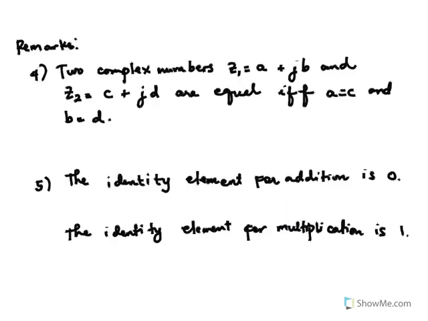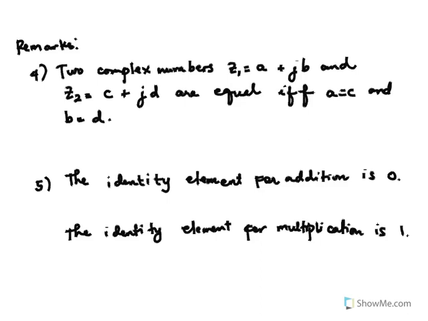Next remark, number 4: two complex numbers z1 equals a plus jb and z2 equals c plus jd are equal if and only if a is equal to c and b is equal to d. So again, what this is saying is that the two complex numbers are equal if both their real parts and imaginary parts are equal. So two complex numbers cannot be equal if only their real parts are the same, or only their imaginary parts are the same. So, both real and imaginary parts of the complex numbers should be equal for you to be able to say that z1 and z2 are equal.